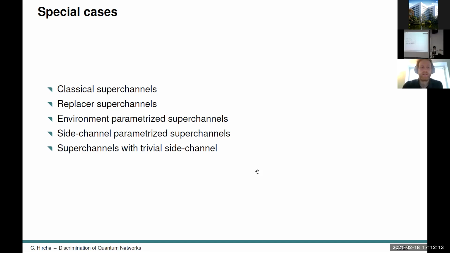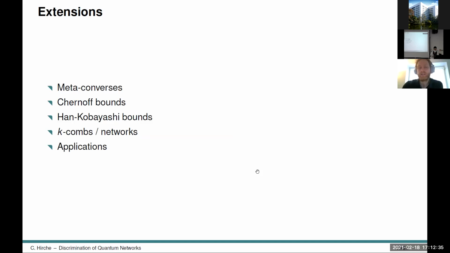And then there are certain other examples that I just list here, replacer superchannels and certain parameterizations of superchannels that somehow reduce the complexity of the problem and allow us to give more bounds and show that certain strategies don't outperform other strategies. Then we also look at extensions of the problems. And let me just go quickly through this.